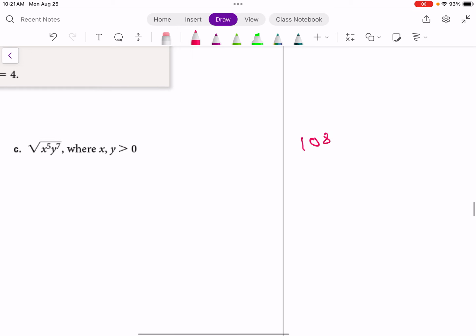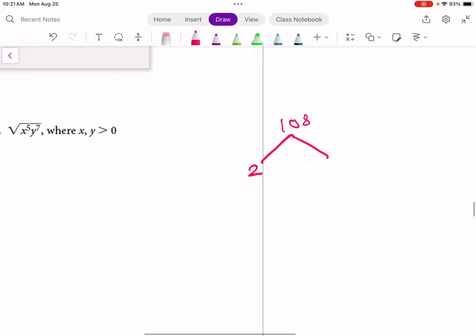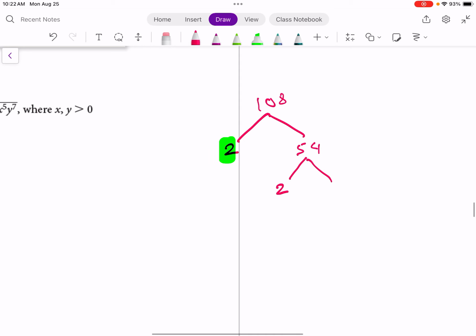So for 108, we can rewrite 108 as a product of prime factors, the numbers that divide 108. So let's start with 2. If we divide 108 by 2, what number do we get? 108 divided by 2 is 54, right? Now we have one prime factor here. Now is 54 a prime number? No, right? So let's divide 54 by the smallest prime number, which is 2. 54 divided by 2 is 27.